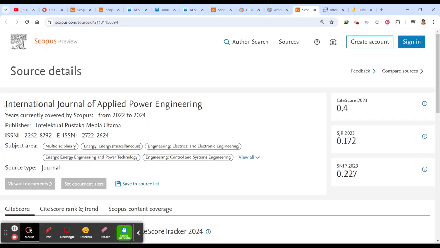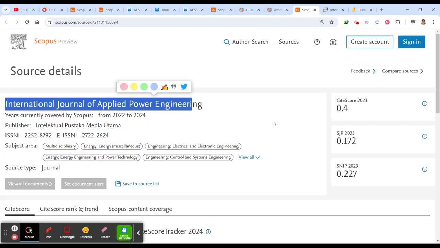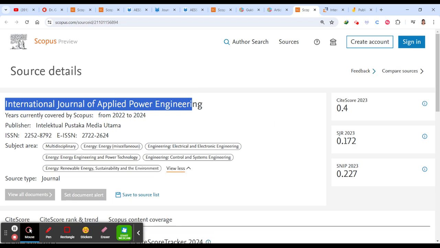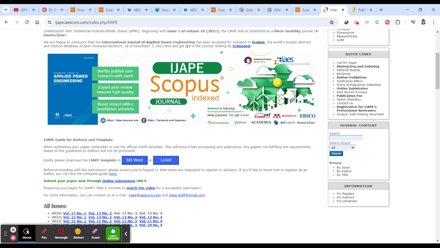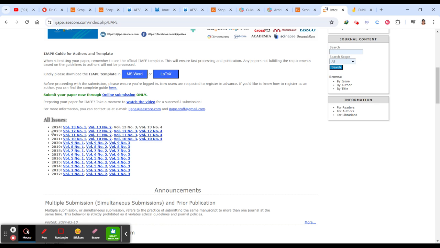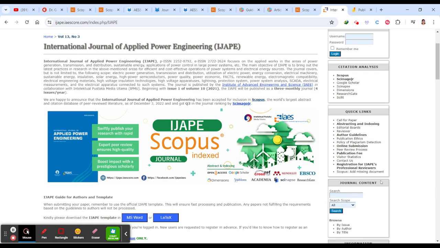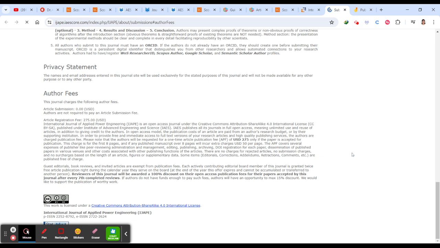Now let's go to the last one, International Journal of Applied Power Engineering. Here they cover a multidisciplinary range: energy, engineering, electrical, control systems, sustainability and everything. So this is what the journal is all about. They are indexed in SCOPUS. What is the scope of this journal? You can see that in 2013, they issued four issues per year. On the right side, you can see whether they have any publication fee. Just click on this publication fee to find the author fees.